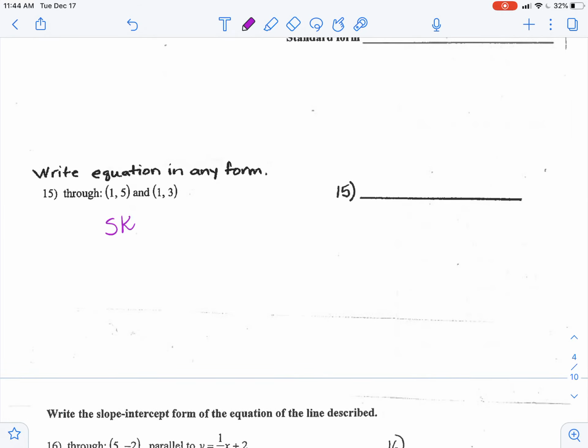This problem we are going to skip for now. If you have time, you can come back to it.